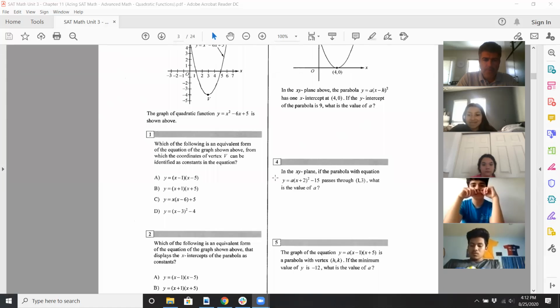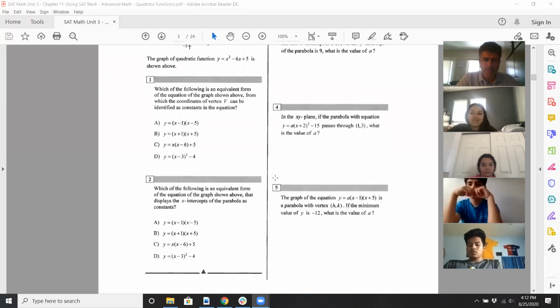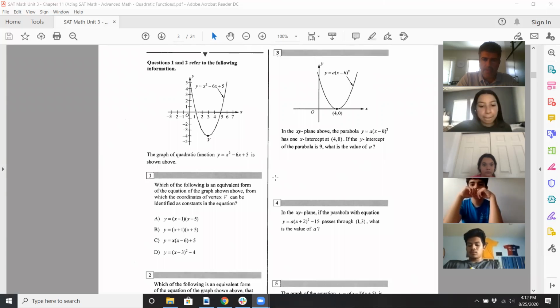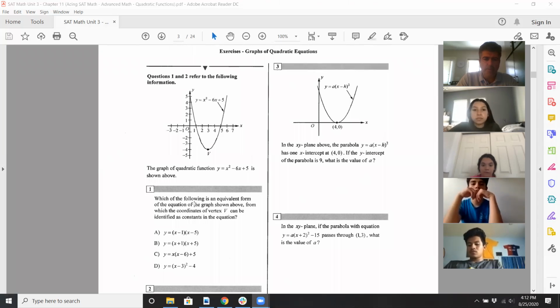So I'll probably do maybe number 1 and 3, because those are multiple choice and free response. And this graph here goes for 1 and 2. So for number 1, they give you the equation. Okay, great. And then they're asking which of the following can be an equivalent equation, but one in which a vertex is identified as a constant, meaning that we can locate the vertex in the equation itself.